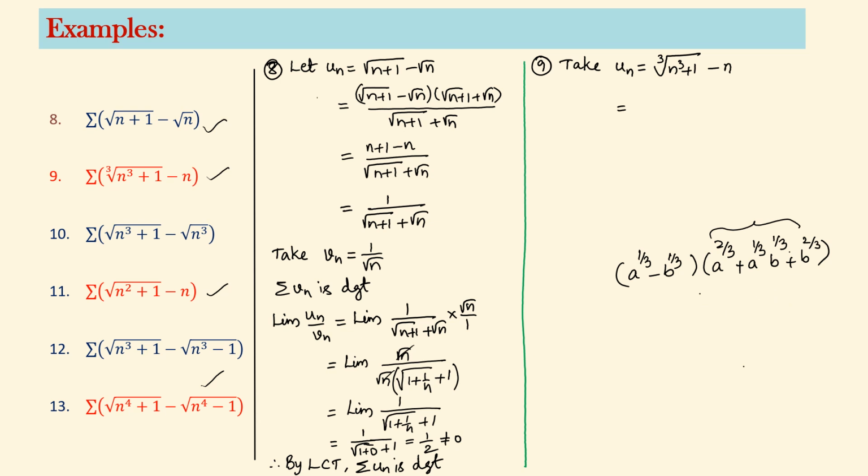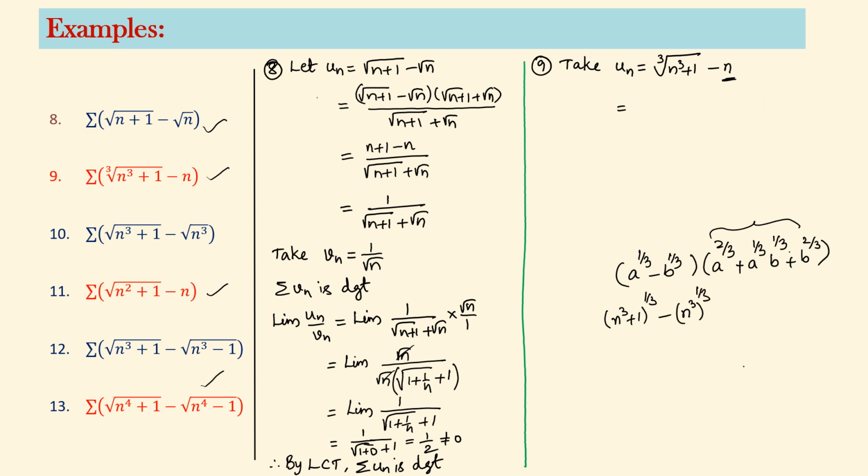So what is b here? a means (n cube plus 1) power 1 by 3. So a is (n cube plus 1) power 1 by 3. What about b? From this, n can be written as (n cube) power 1 by 3. So this is our b: (n cube) power 1 by 3.